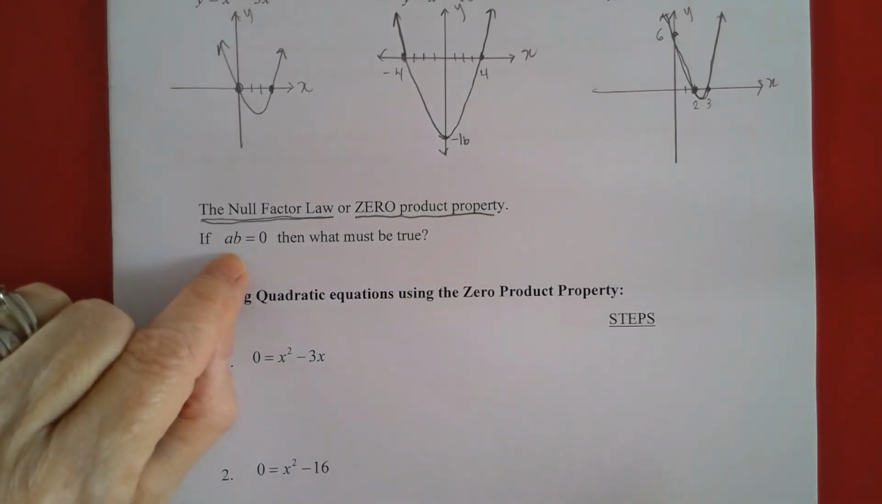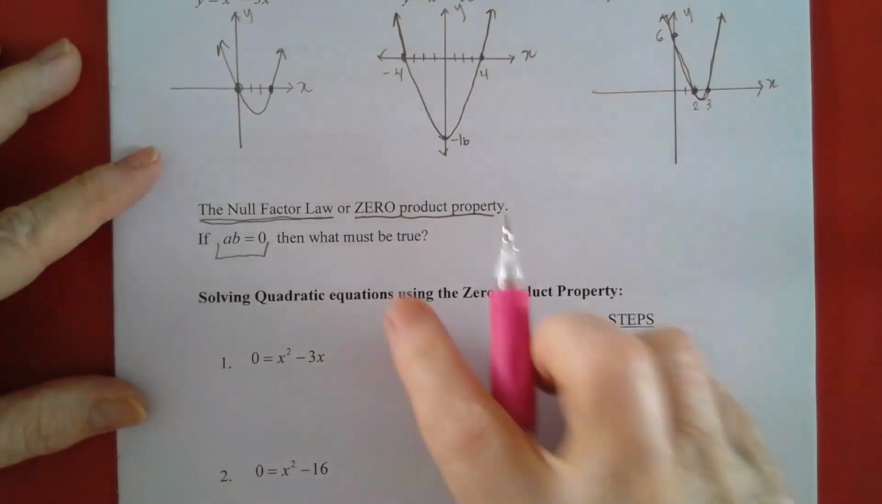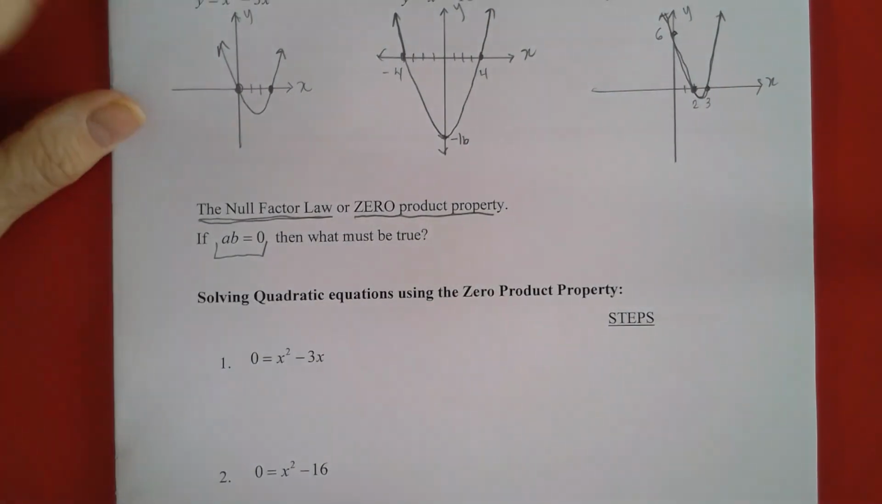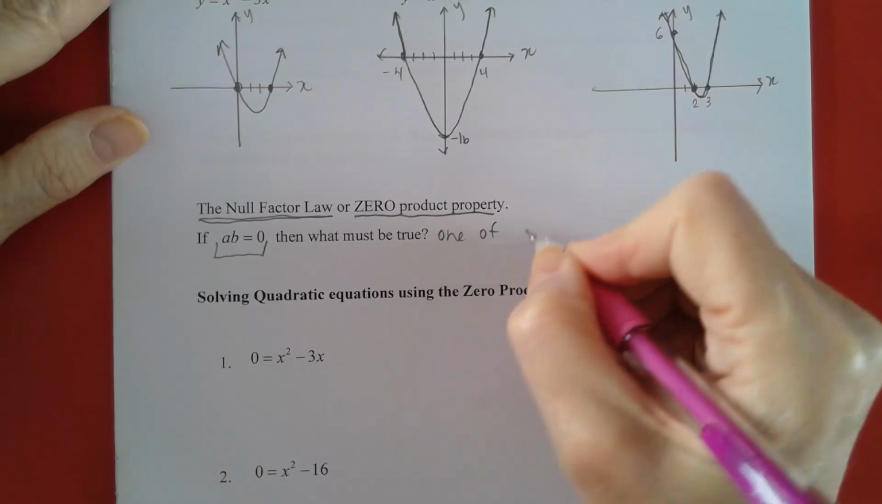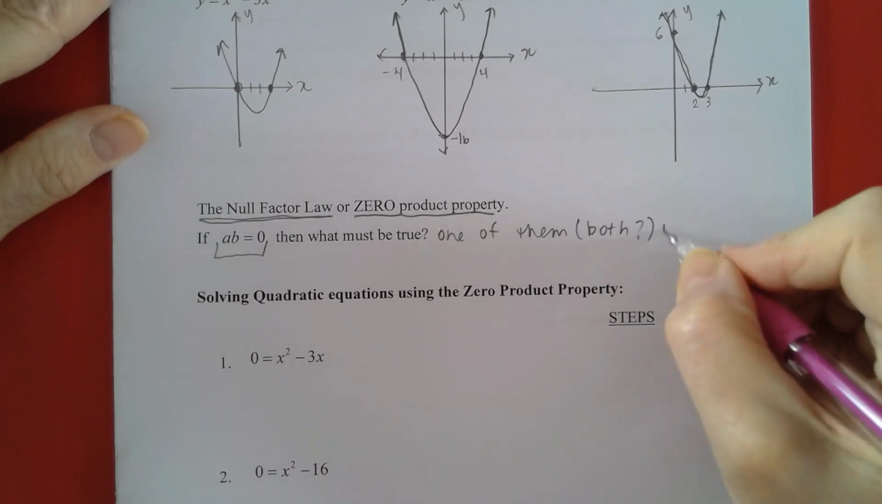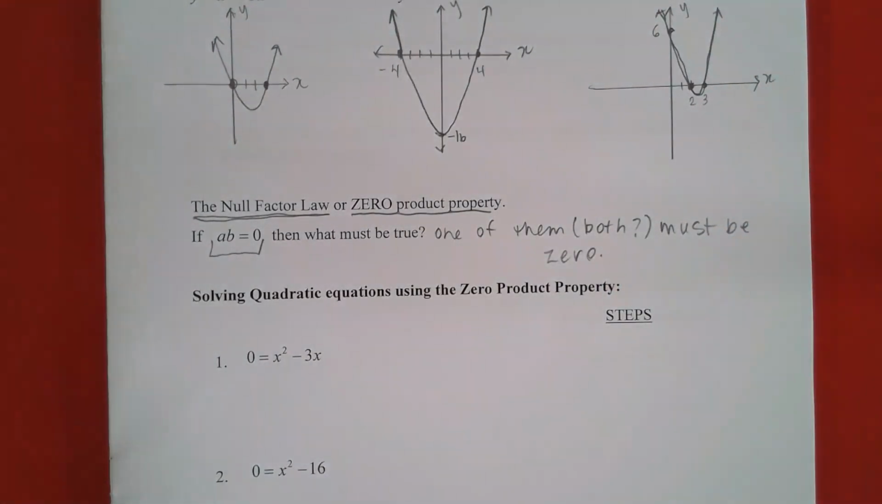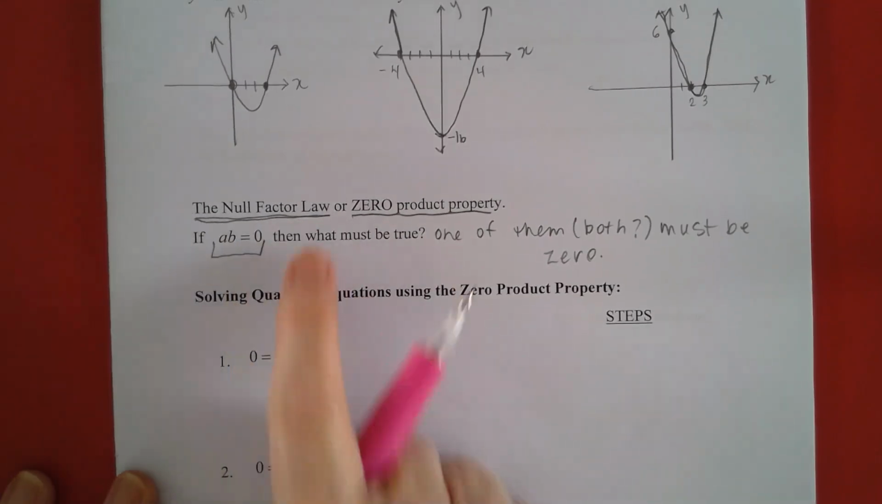And this is what it says. If you multiply two things together and the answer is 0, then what? One of them, or both, maybe, must be 0. I'm never going to get two non-zero numbers multiplied together that are going to give me 0, right? I'm not going to multiply 2 times 5 and get 0. It's only going to be 2 times 0 or 7 times 0 or 0 times half or whatever, right? Okay, so the null factor law says that.